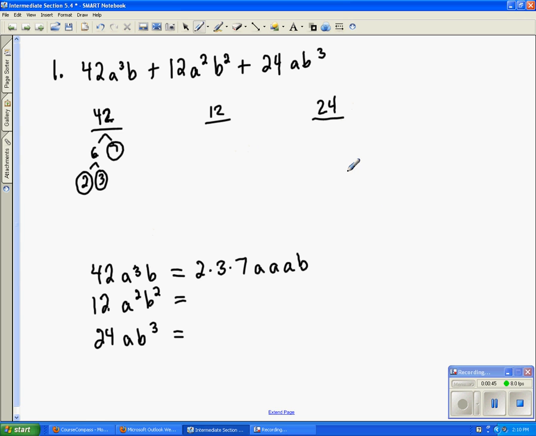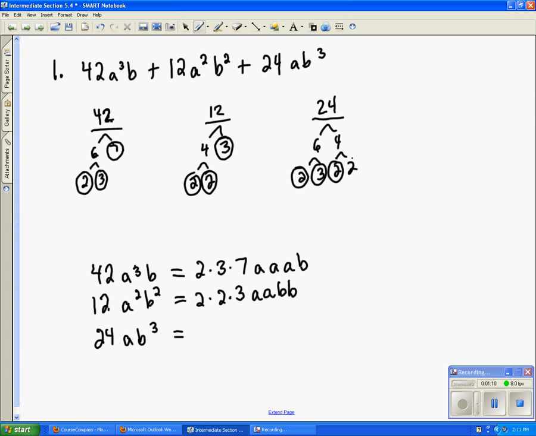We're going to do a factor tree for 12, which is 4 times 3, and 4 is 2 times 2. So I have 2 times 2 times 3. I need 2 A's and 2 B's for this term to be factored. Next I'm going to do 24, which is 6 times 4, 2 times 3. 4 is 2 times 2. So if I put those in order, I have 2 times 2 times 2 times 3. 1 A, 1, 2, 3 B's.